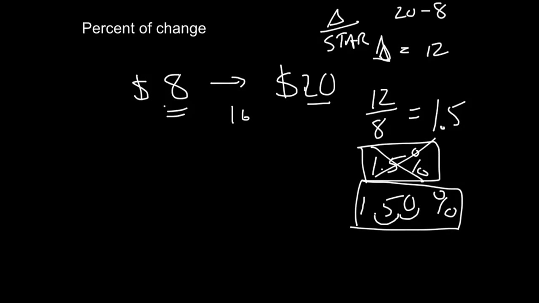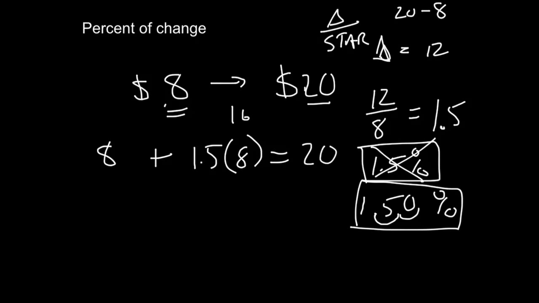The amount that it changed is actually 1.5 times its original value. Please note in that the amount that it changed is 1.5 times the original value. If you had the original value, 8 plus 1.5 times 8, then you get the 20. 1.5 times 8 is actually equal to 12. So in that, 8 plus 12 equals 20. That works.